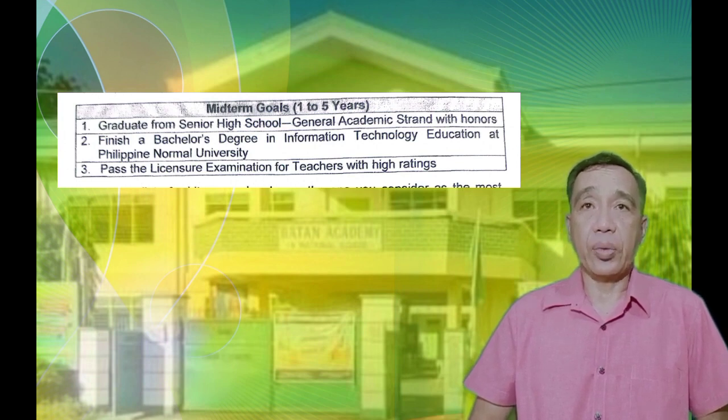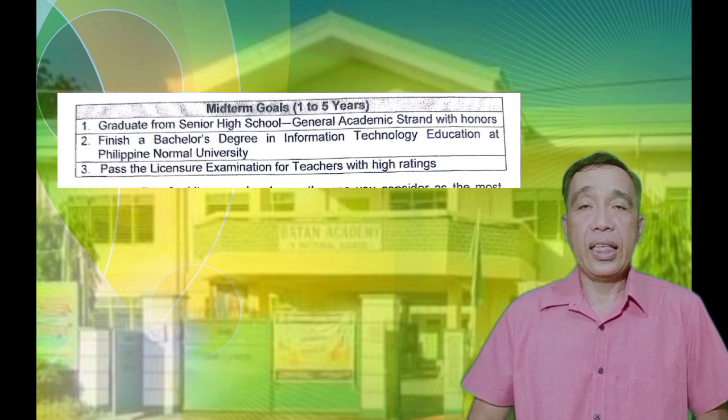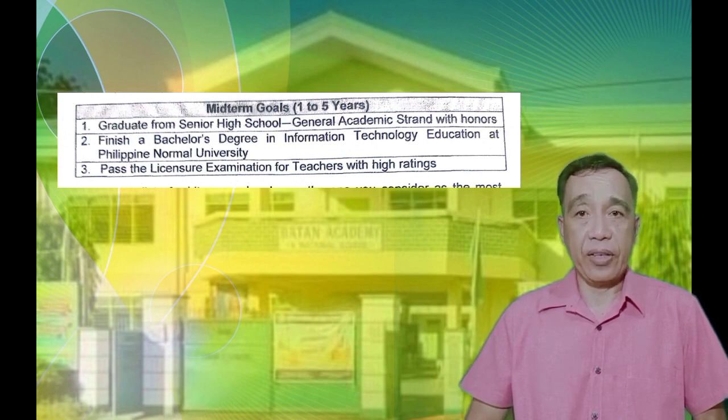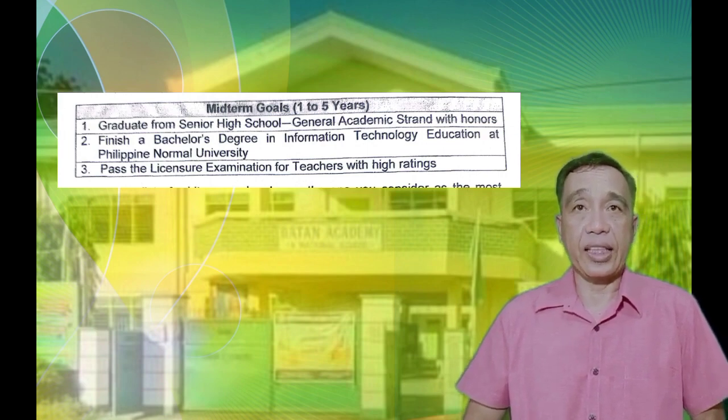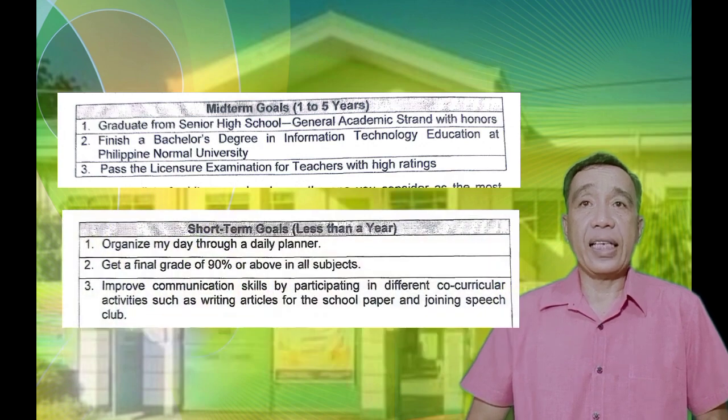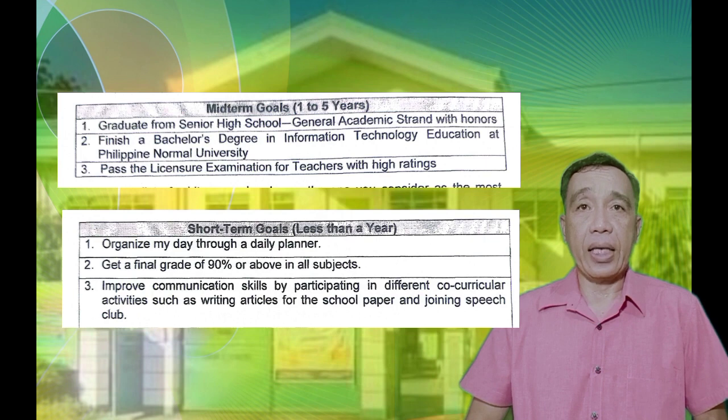Number 1, graduate from senior high school general academic strand with honors. Number 2, finish a bachelor's degree in information technology education at Philippine Normal University. And number 3, pass the licensure examination for teachers with high rating. Short-term goals, less than a year. Number 1, organize my day through a daily planner.